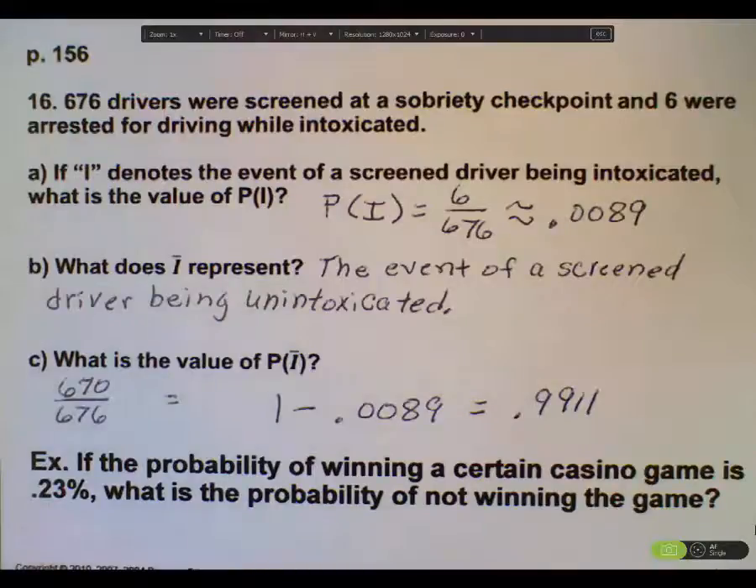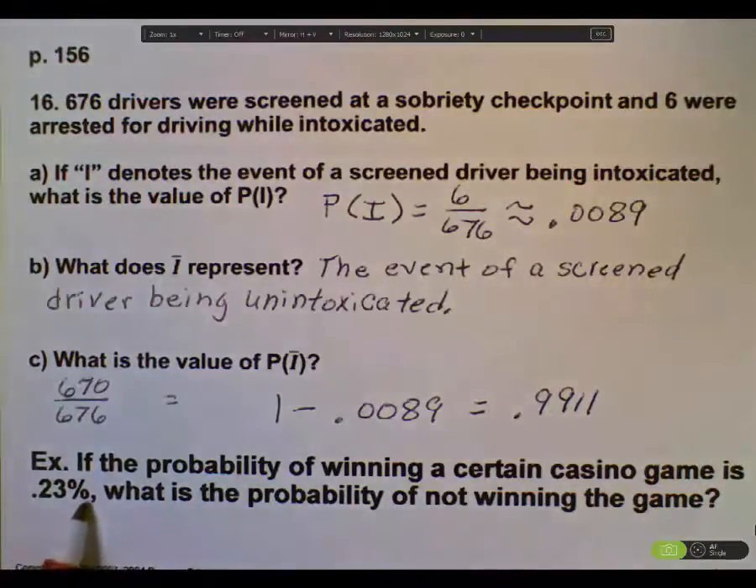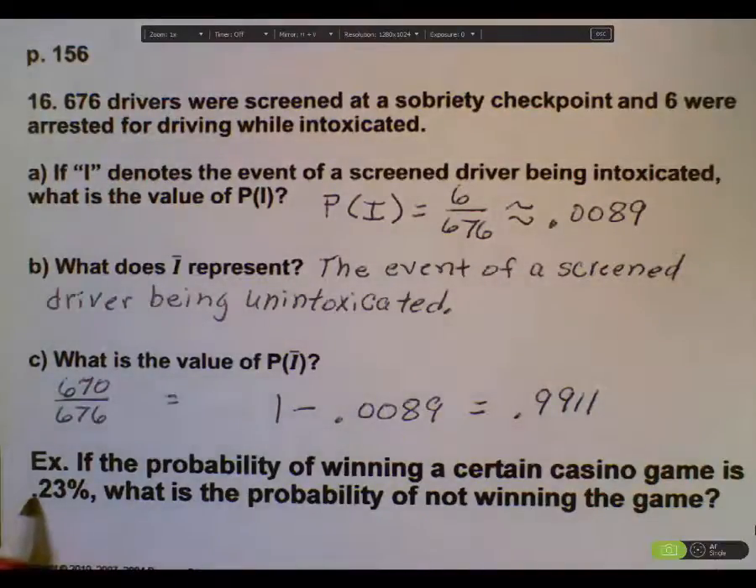One other example I added to this page just because some people get stumped when you have a decimal within a percent. That shouldn't matter. To remove the percent sign, you still have to move the decimal 2 places to the left. The question is, if the probability of winning a certain casino game is 0.23%, what's the probability of not winning the game? Again, winning and not winning are complements of each other, so those 2 probabilities should add to 1.